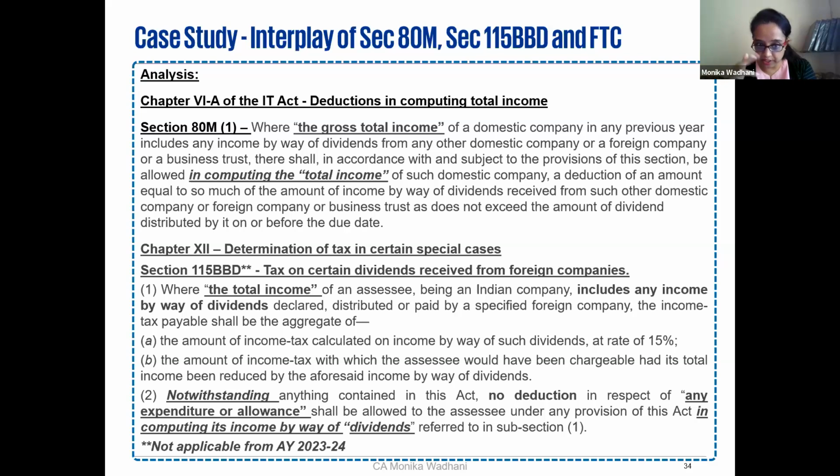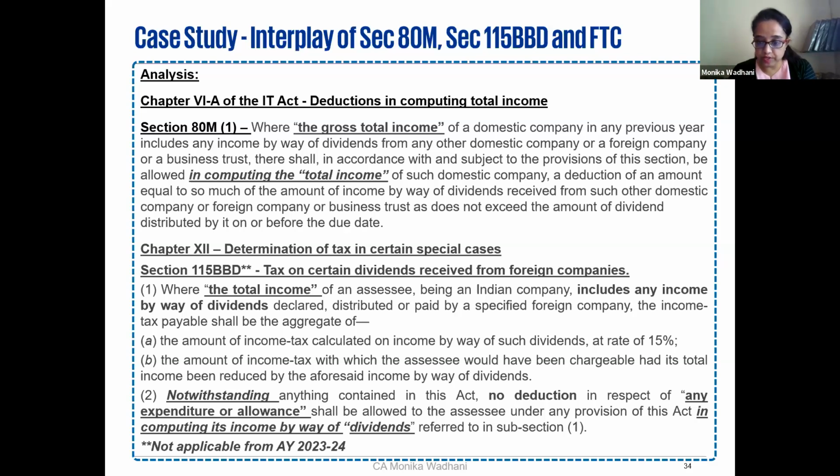So that is how it has to be seen. And then there is subclause 2 under 115BBD, which starts with the non-obstante provision. It reads like this: notwithstanding anything contained in this Act, no deduction in respect of any expenditure or allowance shall be allowed to the assessee under any provision of this Act in computing its income by way of dividends, which are referred to in subsection 1.